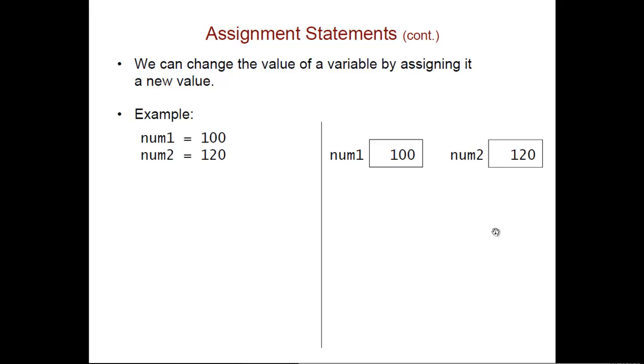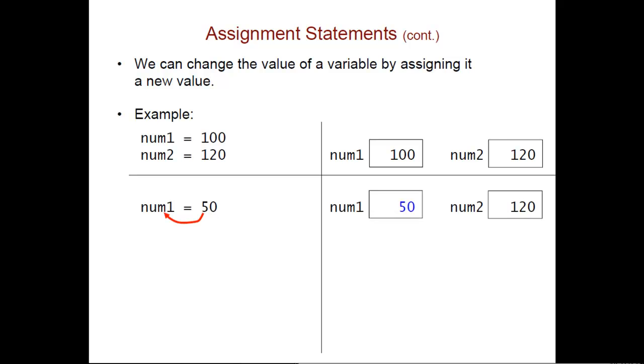It can help to picture variables as boxes in the computer's memory. So here you can see that we have one box for the variable num1, and I've assigned it the value 100. And we have another box for the variable num2, and I've assigned it the value 120. It's perfectly okay to change the value of a variable over time. So here I'm reassigning num1 the value 50, and so now the picture in memory is going to look like this.